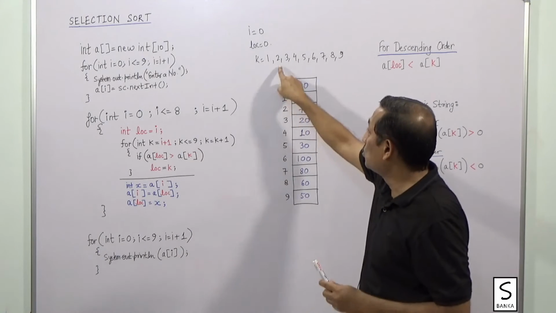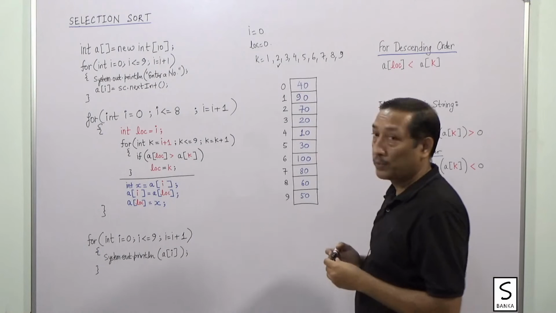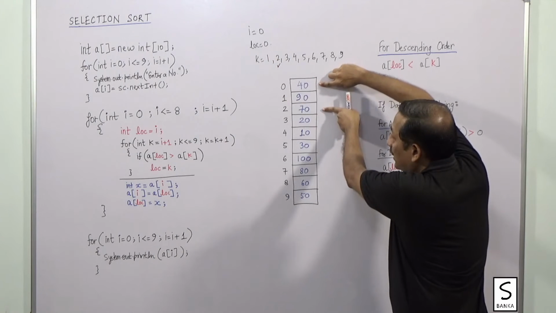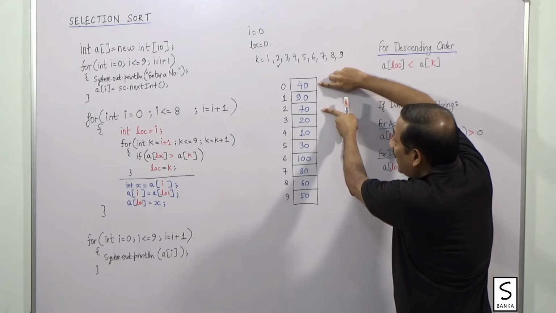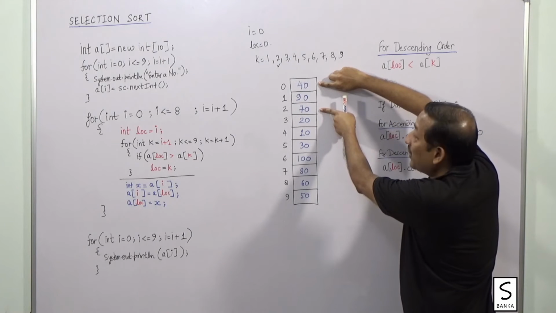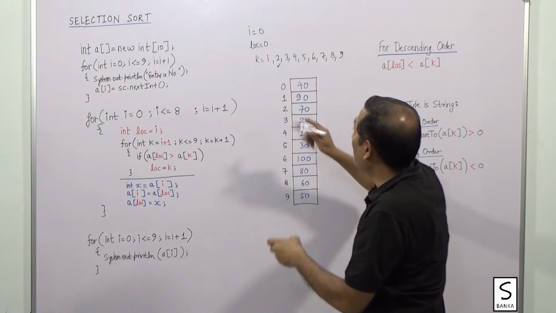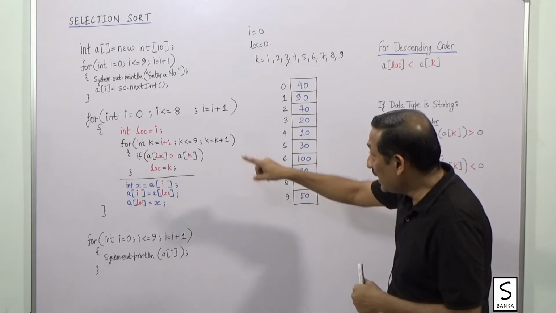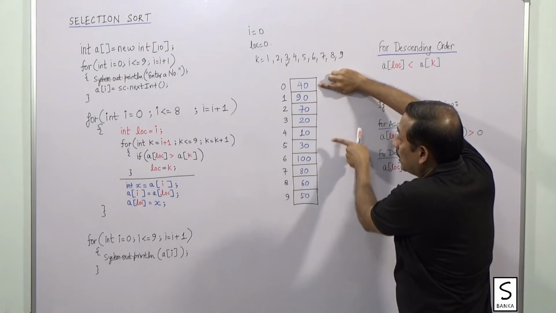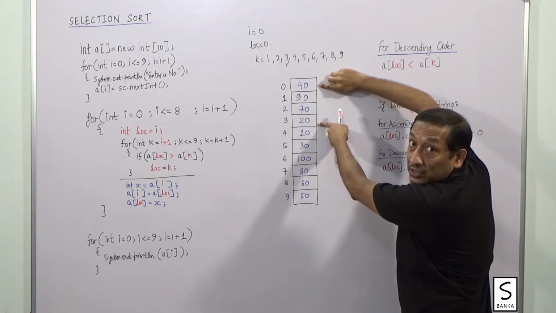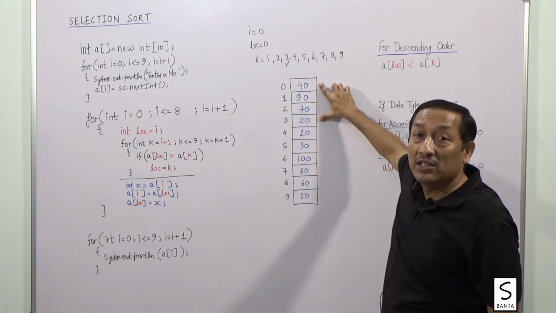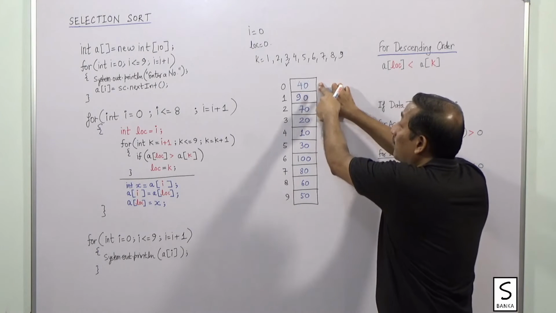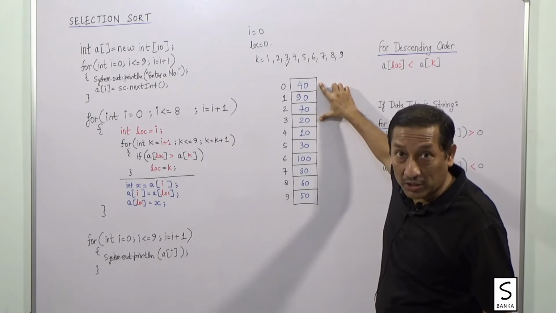Now K becomes 2. LOC still is 0. So next it will check is A LOC greater than A2, which means is A0 greater than A2. We find no, it's not. So nothing happens. The loop moves to the next round and K becomes 3. In the next round it will check if A0, LOC 0, is greater than A3, and we find yes, it is. Which means A3 is the smaller number, not the smallest. It is a smaller number than the current number we are assuming to be the smallest.